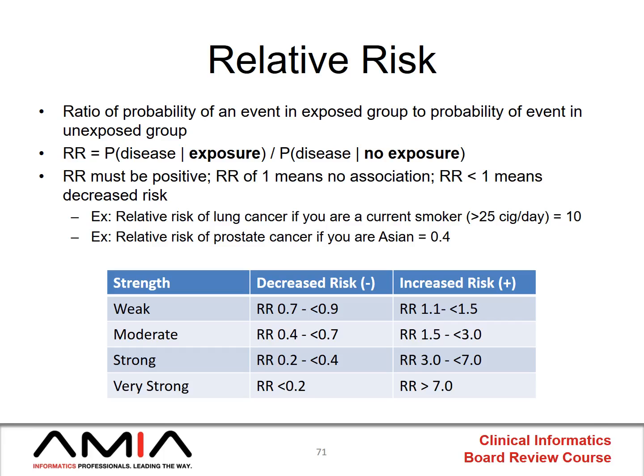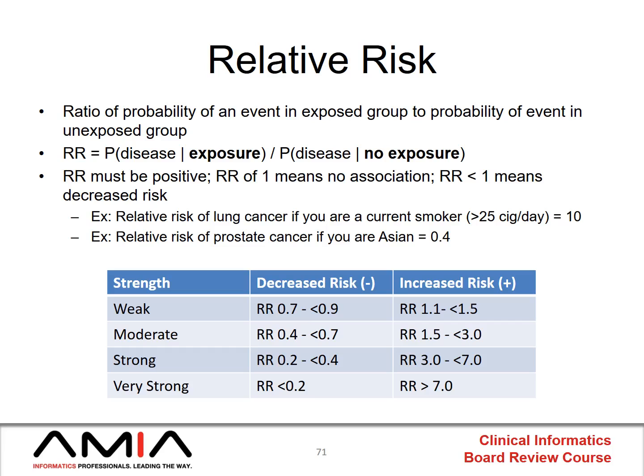If the relative risk equals 1, that means there's no association between the exposure and the outcome. If the relative risk is less than 1, it means that there's a decreased risk. So in other words, with the exposure group, you see a lower probability of disease. It should follow that if your relative risk is greater than 1, that means that there is increased risk.